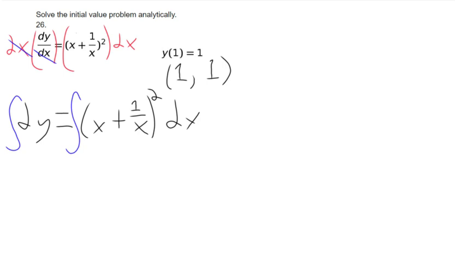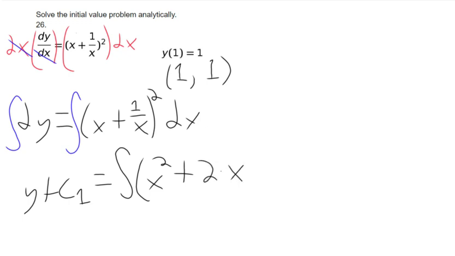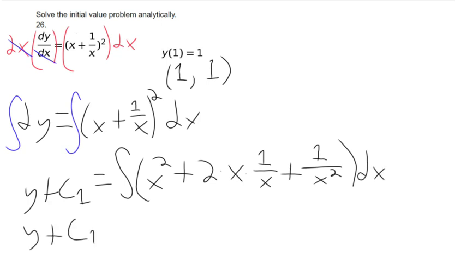So integrate. Left-hand side, integral of dy is y plus a constant, which I'm going to call c1, equals, well, to integrate this, I have to go ahead and expand this square. So I know that when I'm squaring a binomial, I'll get square of the first term plus twice the product of the terms, so I'll have 2 times x times 1 over x, plus the square of the second term, which will be 1 over x squared. And then I still have the dx right here.